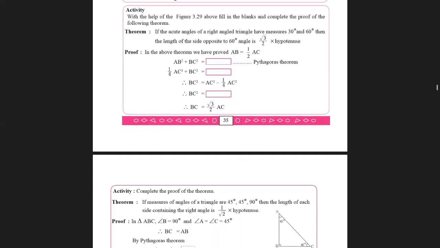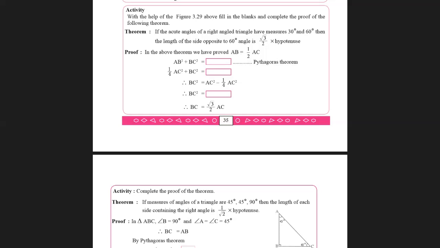We go to the next part of the theorem, which says if the acute angles of a right angle triangle have measures 30 degrees and 60 degrees, then the length of the side opposite to the 60 degree angle is root 3 by 2 times the hypotenuse. Now, it is just an extension of the previous theorem. In the previous theorem we proved the side opposite to the 30 degree angle is half of the hypotenuse. Similarly, the side opposite to 60 degrees is root 3 by 2 times the hypotenuse.